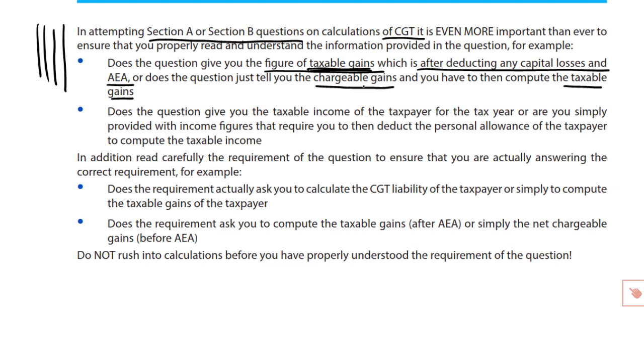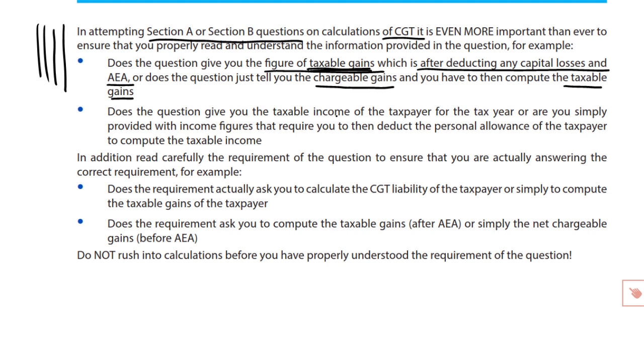If they've given you chargeable gains, then you'd have to take away your AEA to bring it down to taxable gain. If they give you taxable gain, we've already deducted the AEA. Don't do it again. And then, of course, for your CGT liability, you need to know whether you're using the lower rates or the higher rates.